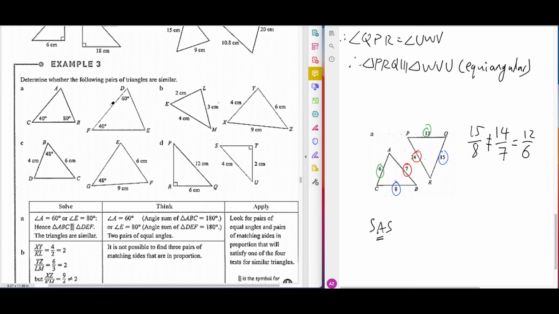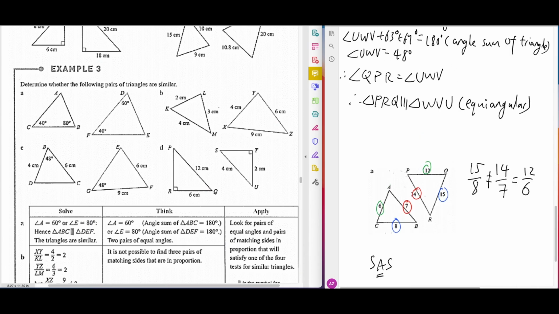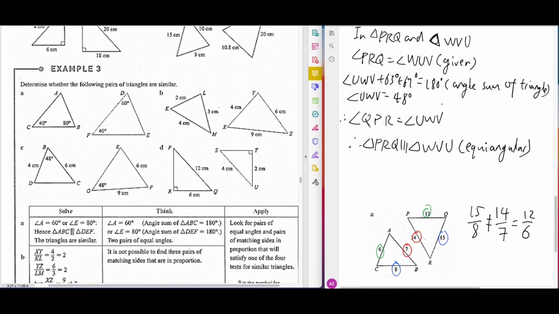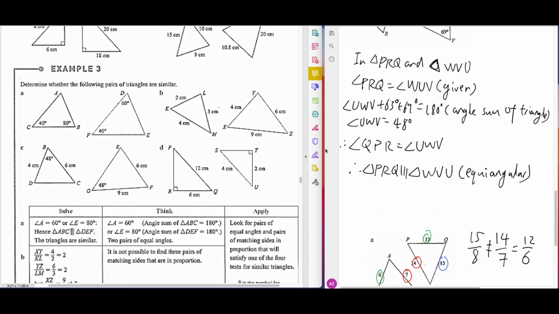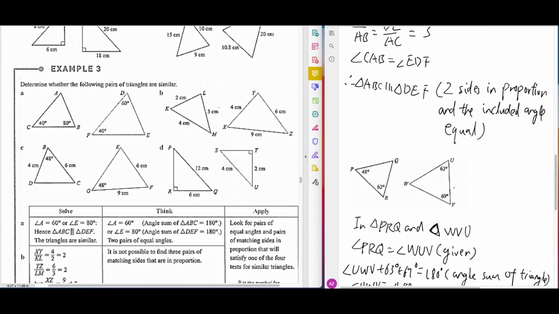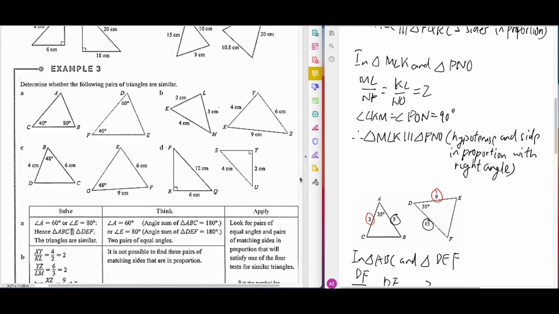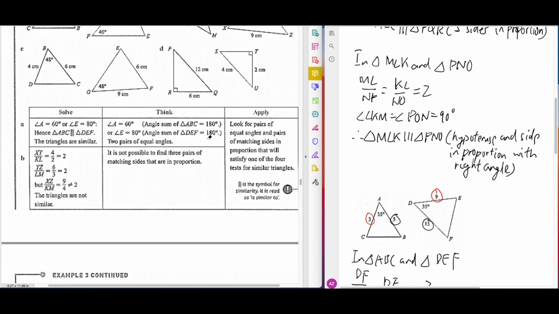Alright, so then the next question says, determine whether the following pairs of triangles are similar. So for these questions, you need to show the steps. Now remember, because this is not a congruence question, you don't need to show 5 steps. It just really depends on the question. So for this one, it's only 4 steps. For some of these, it's like 3 or 4. But basically, you get the main idea.